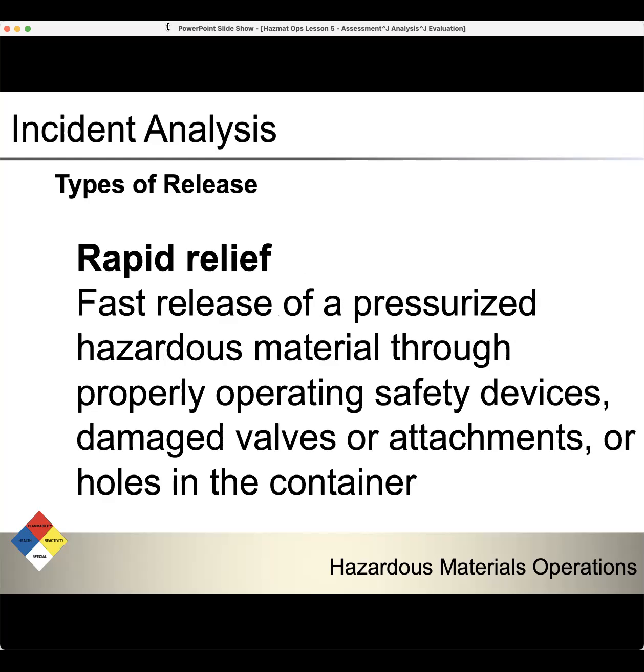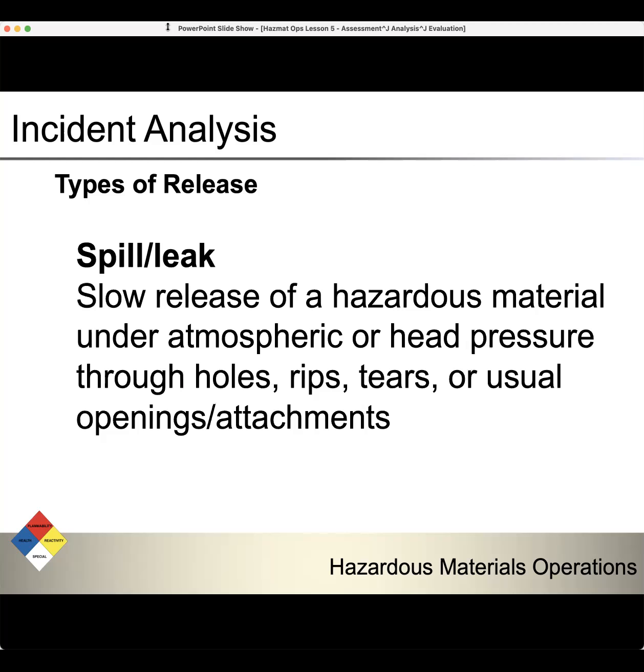Rapid relief. It's a fast relief of a pressurized hazardous material through properly operating safety devices or damaged valves or attachments or holes in the container. So you got a hole in the container either through a puncture or an existing attachment, a valve or a pressure relief valve, and that has opened up, and it's just releasing from that opening, and the opening's not getting any bigger, which is what happened with a violent rupture, because there's a crack, runaway crack. So this would be like a propane tank, and you knock the valve off of it, it opens up.